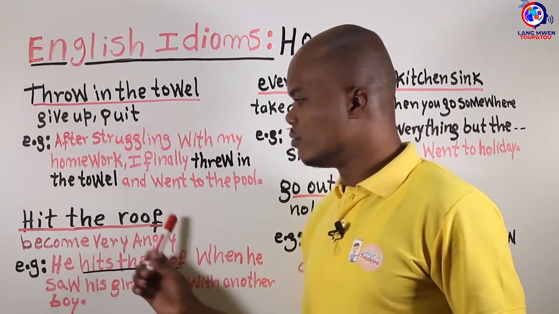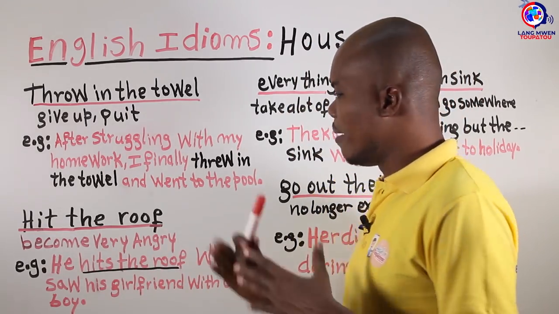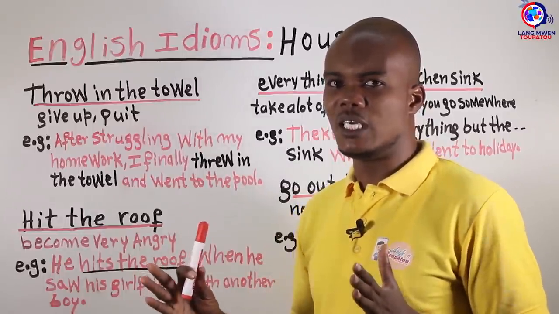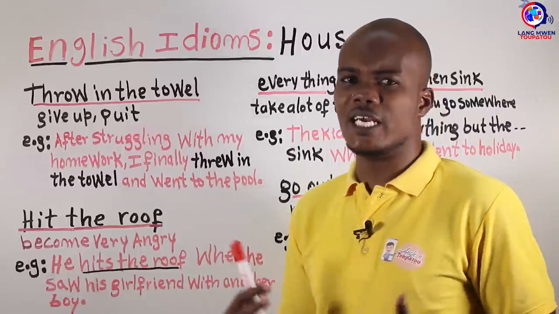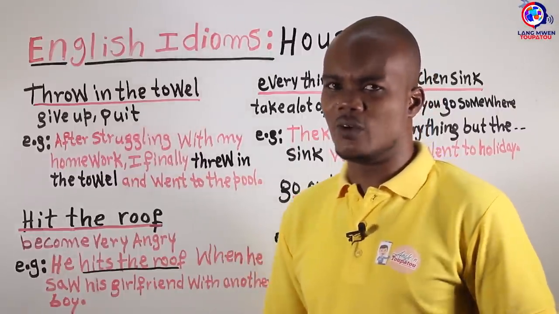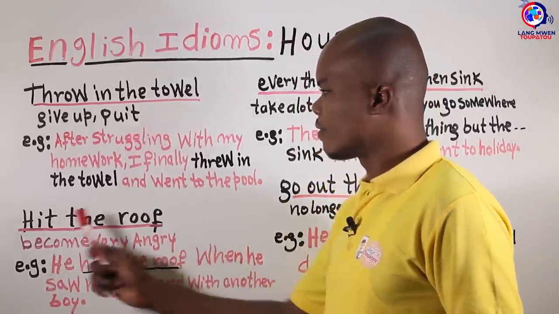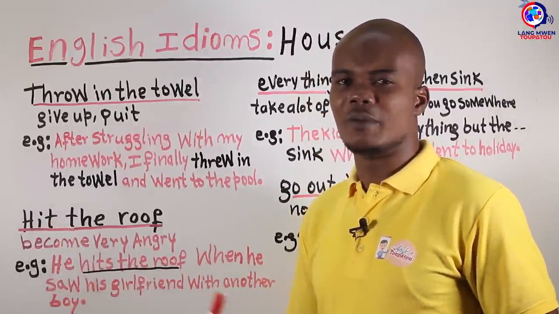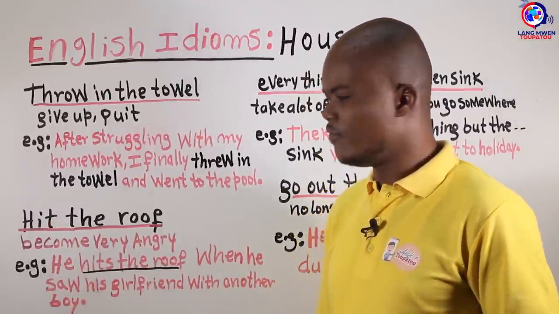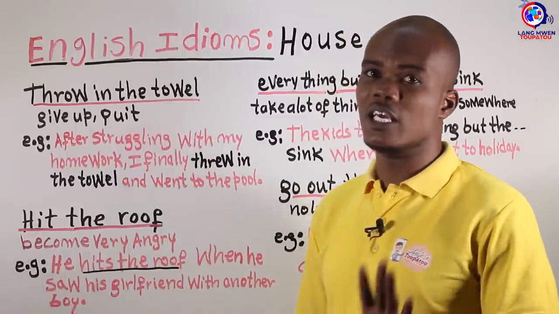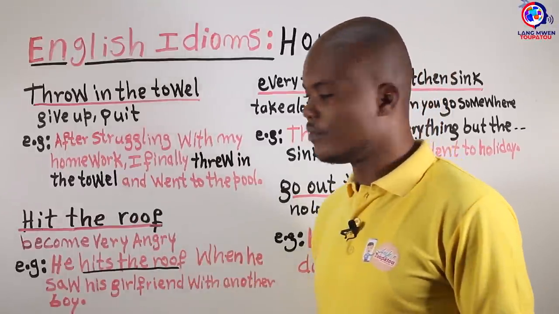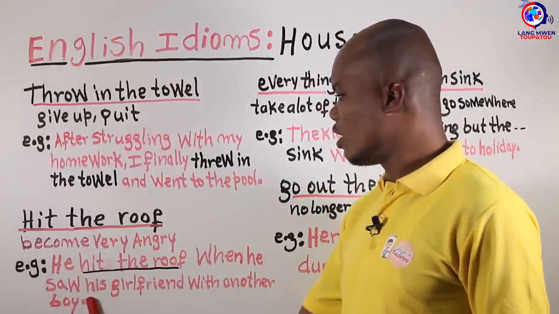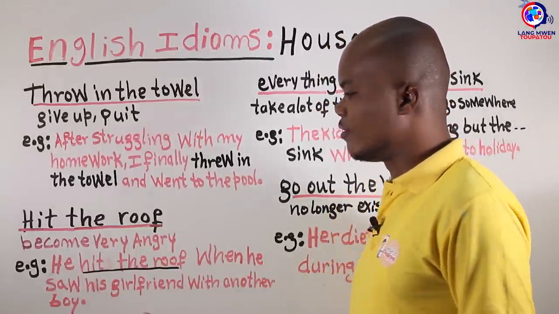Hit the roof. Hit the roof means become very angry. When you become very angry, instead of saying, I'm very angry, you say, I hit the roof. Okay, you say, hit the roof. For example, he hit the roof when he saw his girlfriend with another boy.